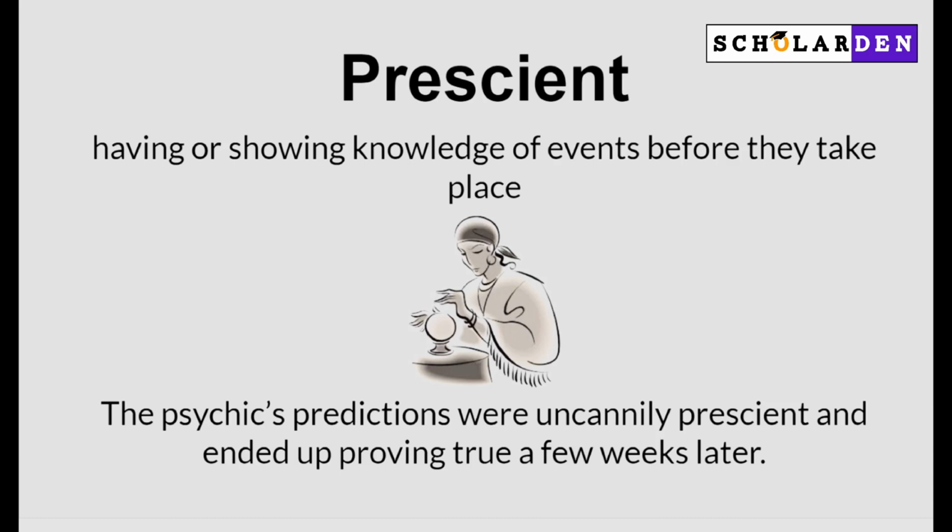Prescient, having or showing knowledge of events before they take place. The psychic's predictions were uncannily prescient and ended up proving true a few weeks later. Or, your questions about the safety of the house were prescient as it proved to have an unstable foundation. So showing as if having knowledge of something to happen in the future.